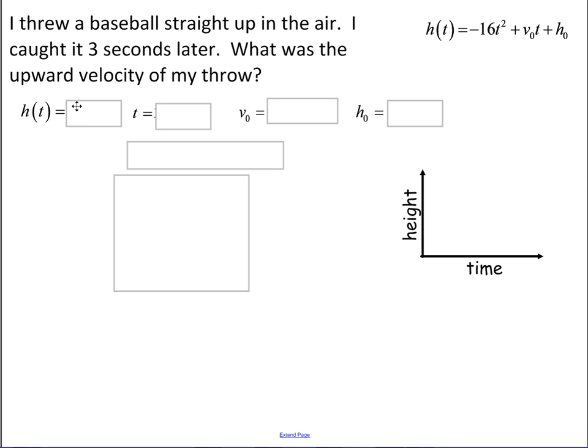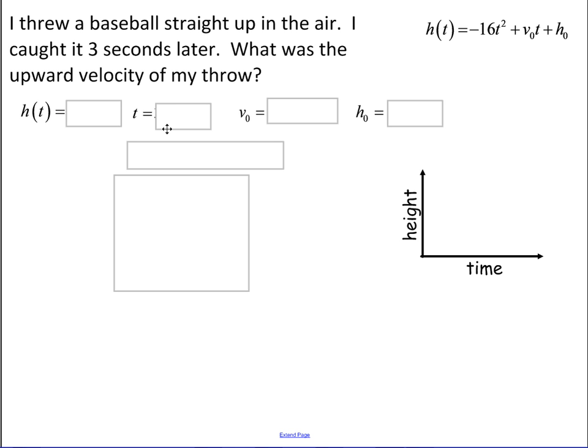Now let's look at something a little bit more complicated. I threw a baseball straight up in the air. That means that I'm standing on the ground, and I threw the baseball above my head. I caught that ball 3 seconds later. So I threw up the ball, counted 1 1,000, 2 1,000, 3 1,000, landed back in my hand at the same height that I released it. What was the upward velocity of my throw? So how hard did I have to throw it in the air in order for it to stay up there for 3 full seconds?